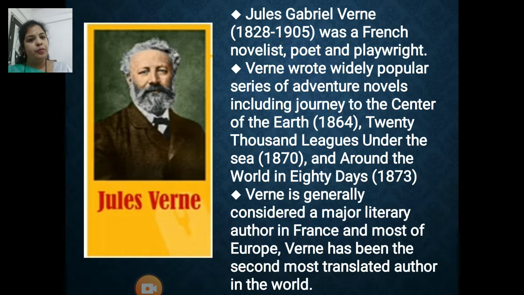Jules Gabriel Verne was a French novelist, poet and playwright. Verne wrote widely popular series of adventure novels including Journey to the Center of the Earth, 20,000 Leagues Under the Sea, and Around the World in 80 Days. Verne is generally considered a major literary author in France and most of Europe. Verne has been the second most translated author in the world.